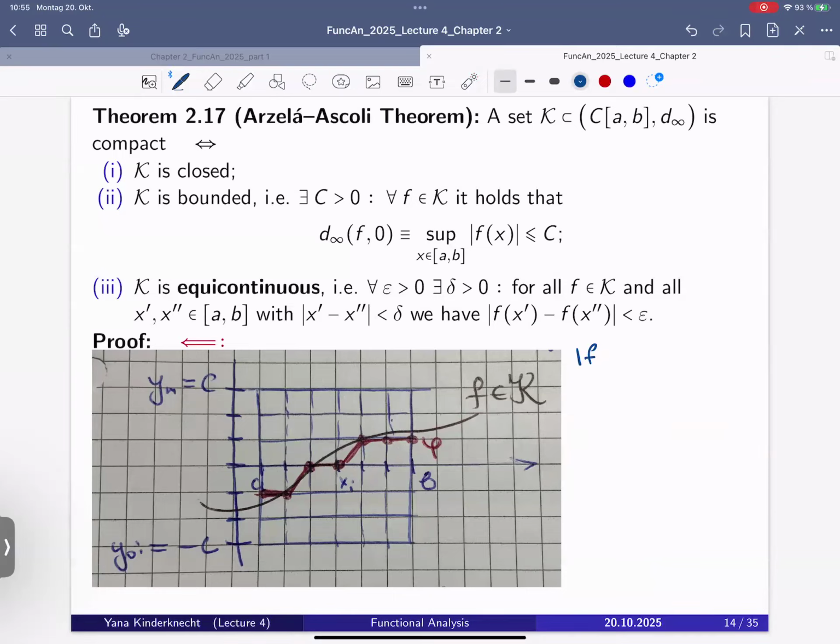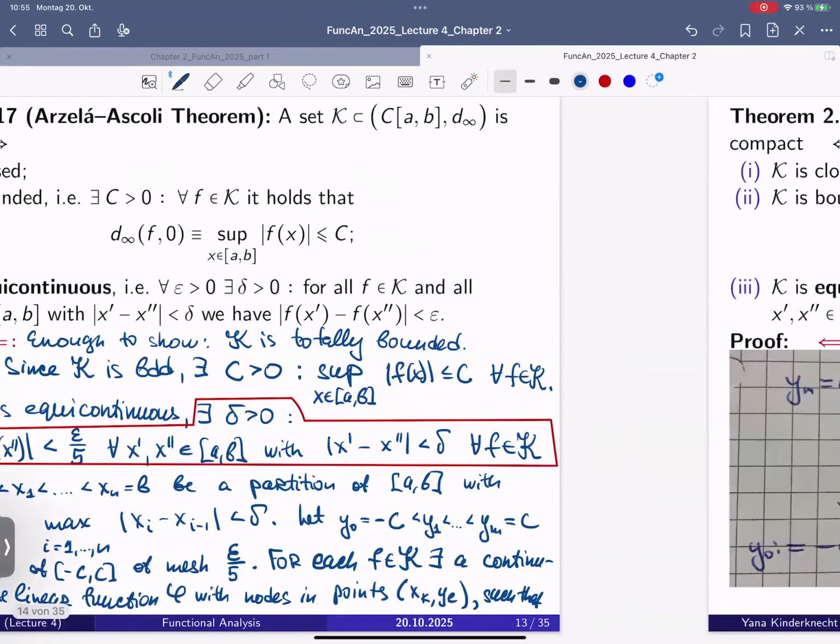|f(x_k) - phi(x_k)| is smaller than epsilon over 5, and this happens for all k from 1 till n. That is, we control the distance between functions f and phi only in these points of partition. Okay, agree? Yes. Okay.